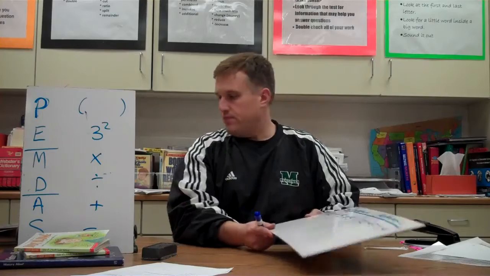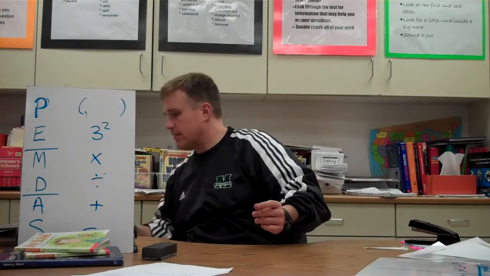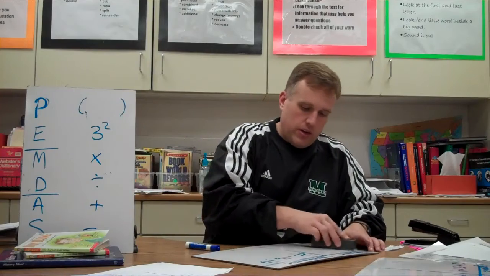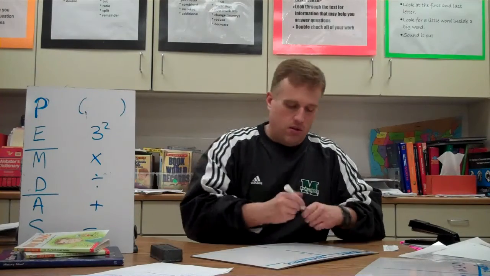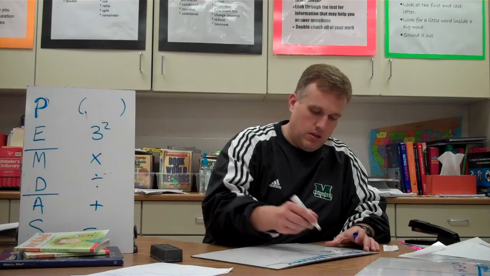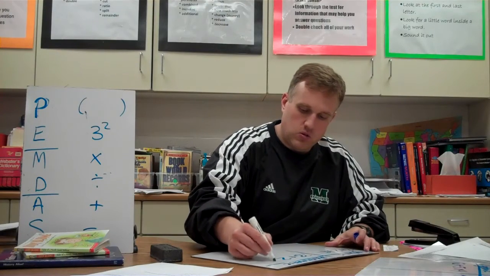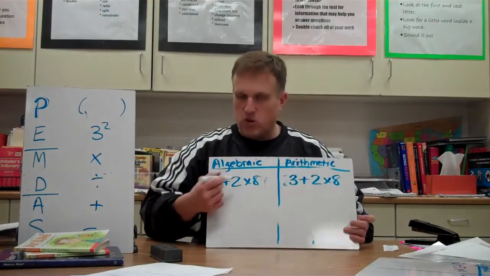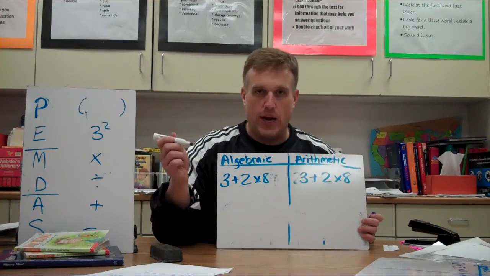Okay, so what I did, I set this problem up. Let me set it up real quick here. 3 plus 2 times 8. 3 plus 2 times 8. Okay, we have two different ways of solving this. Let's first do it the algebraic way, the correct way.